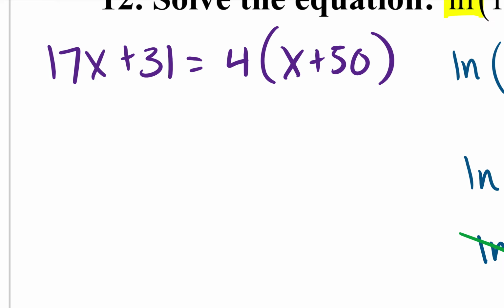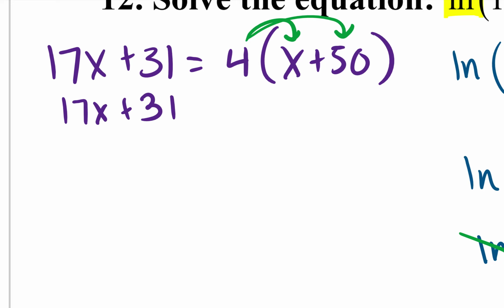Okay, so I solve for x like normal. I distribute my 4. That gives me 17x plus 31, that didn't change. And 4 times x is 4x. 4 times 50 is 200.